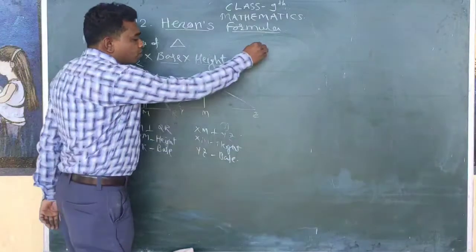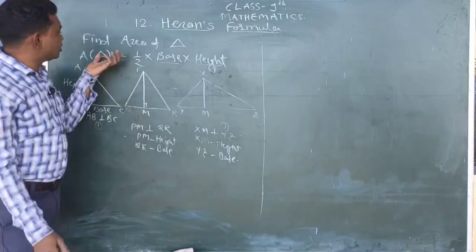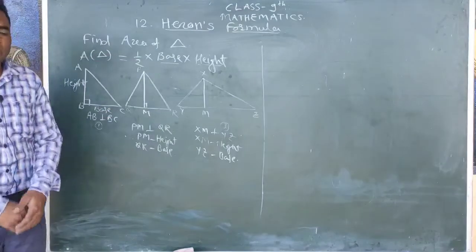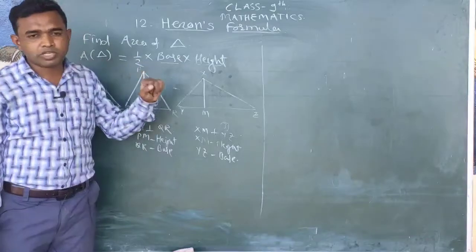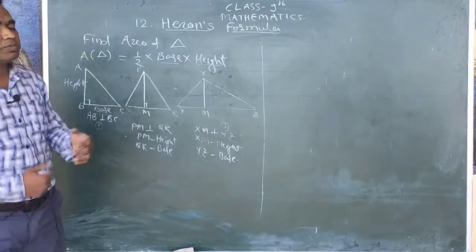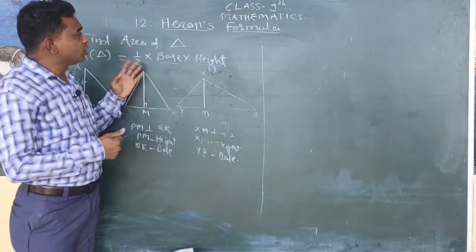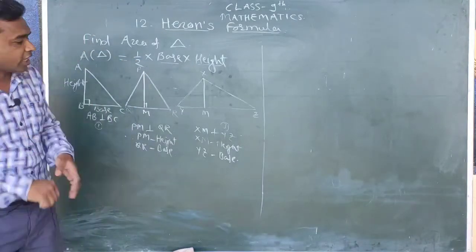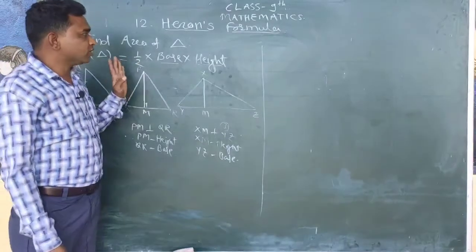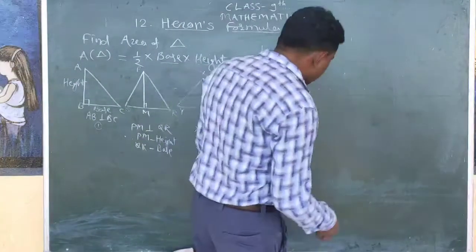So before studying Heron's formula, whenever we want to find the area of a triangle, we must know the base and height and use this formula. But using Heron's formula, now we can find the area of a triangle without taking a perpendicular side as a height. So now our next topic is finding the area of a triangle.